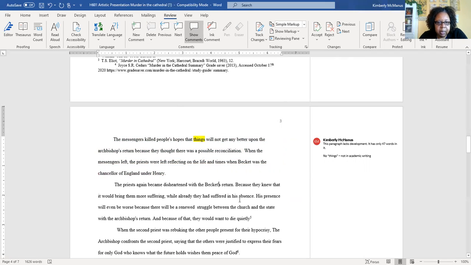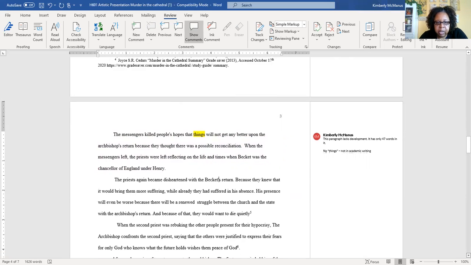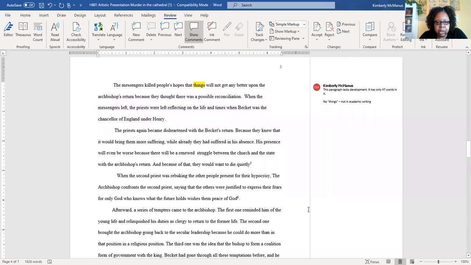The priest again became, so you could have combined these paragraphs. They're all short enough that you could have just combined these first three. The one that begins with the messengers, the ones that begin with the priest, and the ones that begin with when the second priest. You could have combined those.